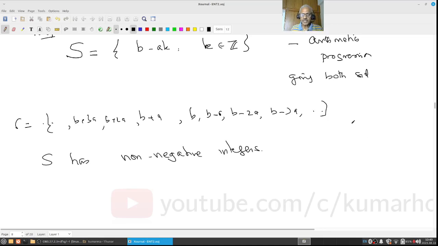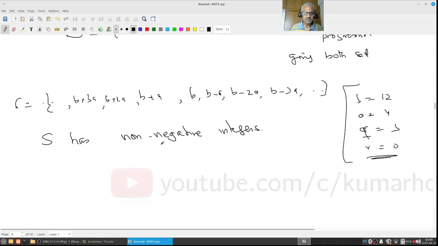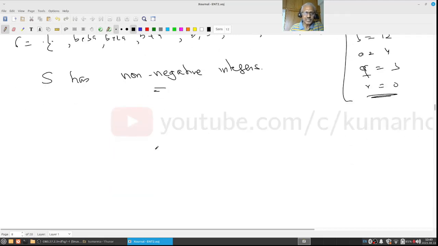I have to say non-negative because if my b is, let's say, 12, a is 4, then my q is 3 and r is 0. If I write this down, 12, then 12 minus 4 is 8, 8 minus 4 is 4, 4 minus 4 is 0. So I will get 0. So I should be claiming this. Why is that possible?